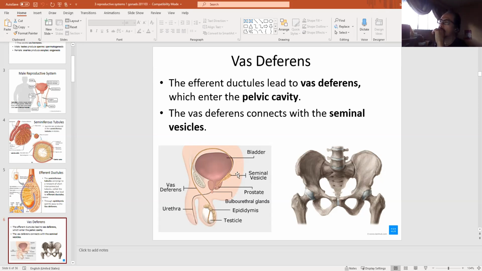Then it will mix with the fluid from the first gland that we see here. This is the first gland, called the seminal vesicles. So the sperm mix with the fluid provided by the seminal vesicle, and they are collectively called semen. Then it goes through the prostate. The prostate also provides important chemicals to support the viability of the sperm because they're going to travel into another person's organ.